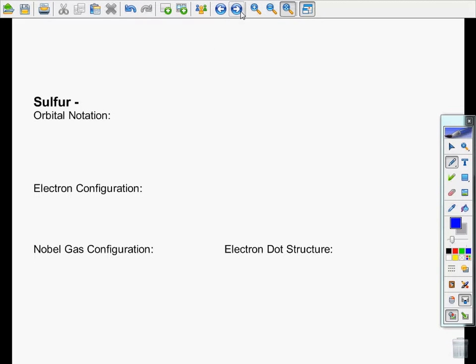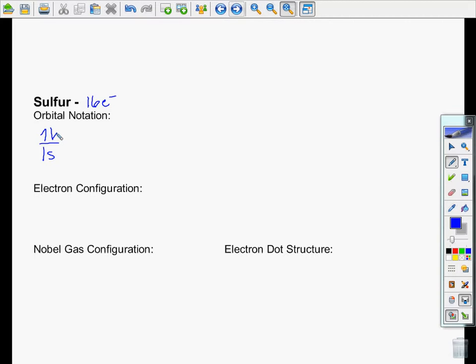How many total electrons does it have? 16. It has 16. Okay, so the first thing we're going to start with is the orbital notation, right? Back to our periodic table. What orbital do we put electrons in first? The first shell. S orbital. 1s is always first. So 1s gets two electrons.